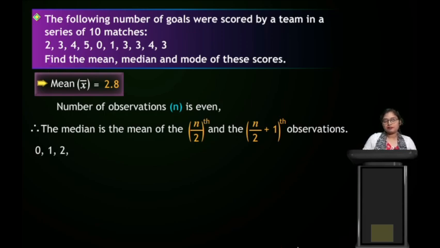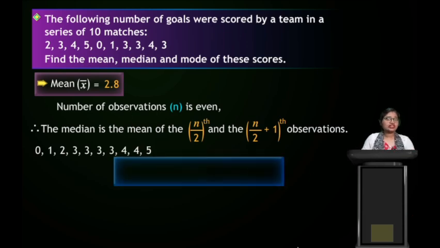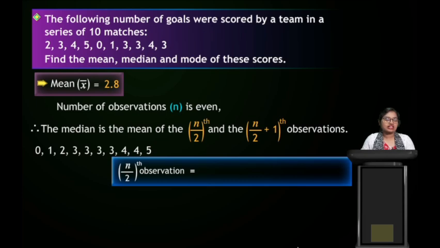This is the first step in finding the median, right? Yes, we have to arrange the data in ascending order first. Then we have to find out the median. So here you can see I have arranged the data in the ascending order. So now let's find out the n by 2th observation. As you can see here, the number of observations is 10. So 10 by 2 is nothing but the 5th observation.